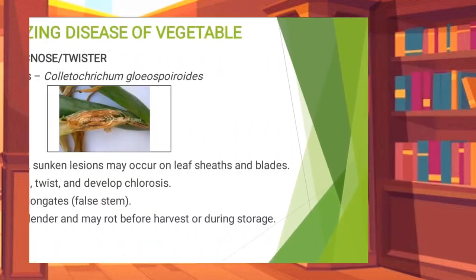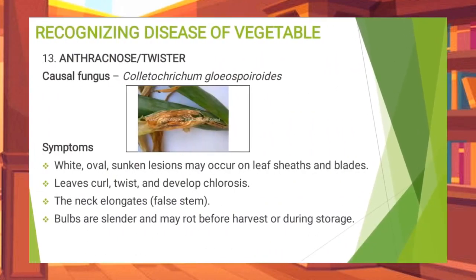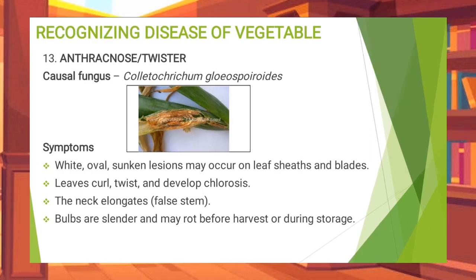So number 13, anthracnose or twister. So causal fungus, masya diri nara. So symptoms: white, oval, sunken lesions may occur on leaf sheaths and blades. So leaves curl, twist, and develop chlorosis. So the neck elongates, a false stem siya. So bulbs are slender and may root before harvest or during storage.